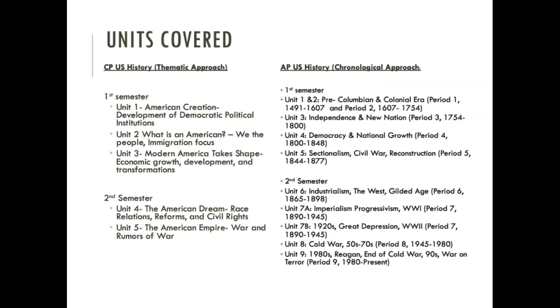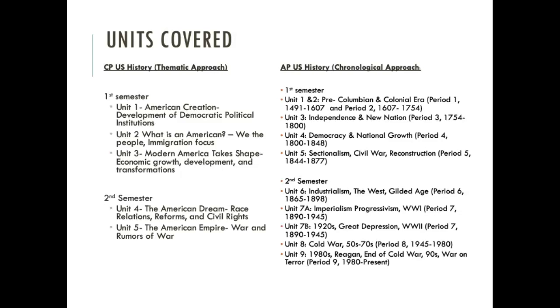Now, as far as what units we are covering, are they thematic or not, what content are we going to look at? I will say that there is a difference. So let's start with College Prep US History. College Prep US History will take a thematic approach. What this means is that we will not look at events in chronological order. Instead, we will look at themes that have occurred in history, and we will go from there. This is very similar to your world history class, so this might be very easy for you to follow because you've already been doing that.